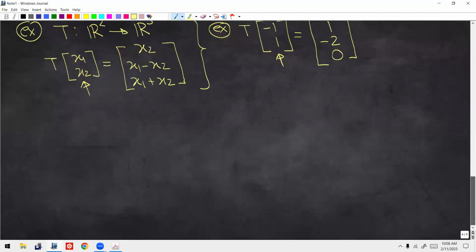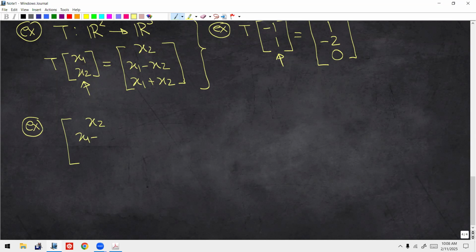Now let's take a look at one last example, which will lay the foundation for what we want to do next. Talk about matrix transforms. If you notice in this last example that we just did, we had this as a transform: x2, x1 minus x2, and x1 plus x2. That was the definition of a transform. I'm going to just split this up a little bit.